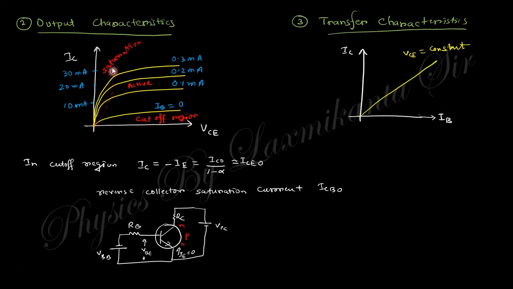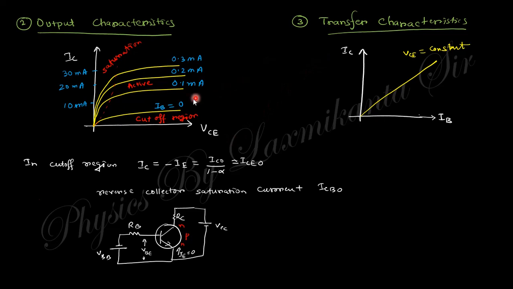So you can see here, this is the saturation region, this is the cutoff region, and in that region the emitter junction is forward and the collector junction is reverse. That's why this is called the active region. This is saturation, this is active, and this is the cutoff region. In the cutoff region IC will be like that, and the current flow will be like that. In the cutoff region both junctions are in reverse bias.